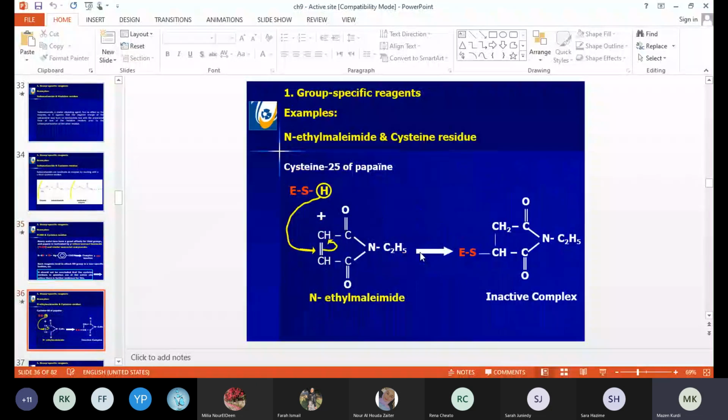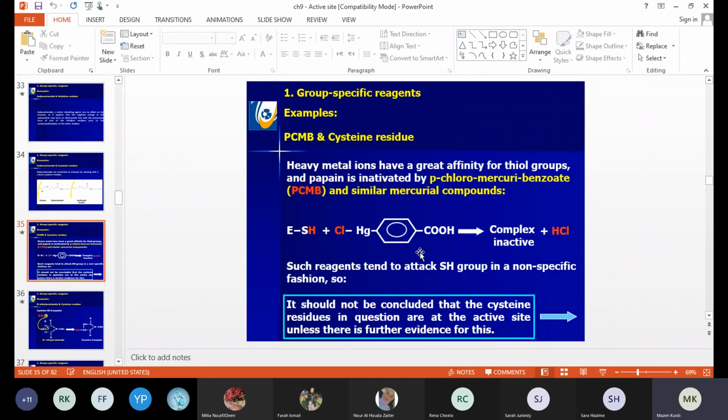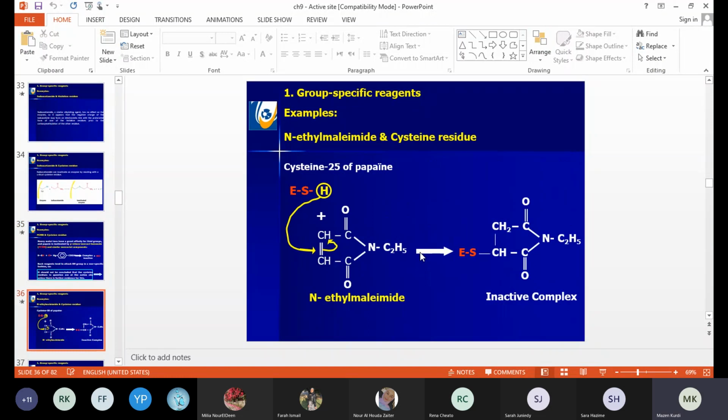Usually we have NEM, N-ethylmaleimide, which is a confirmation we do to confirm your results with the cysteine. Using NEM, they were able to identify cysteine 25 of papain as involved in the catalytic activity in the active site of the enzyme, to form an inactive complex. So usually, when we do PCMB and get an inactive complex, to confirm this as cysteine they can go and do the interaction with NEM, which will also give an inactive complex.